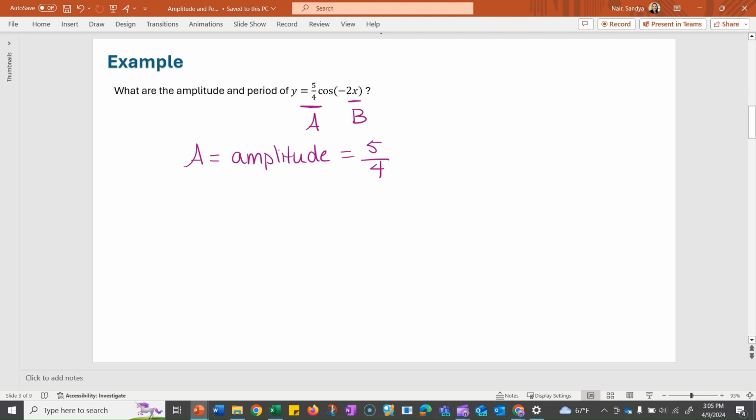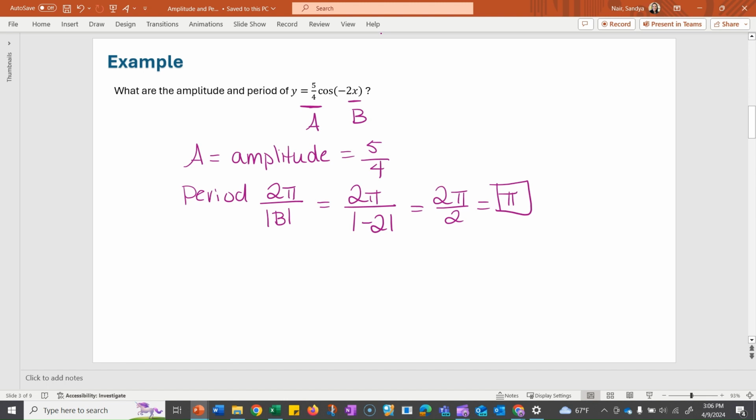Now we need to figure out the period. The period is given by that formula, 2 pi over the absolute value of b. In this case, b is negative 2, so this is going to be 2 pi over the absolute value of negative 2, which is 2 pi over 2, and that equals pi. So that's going to be the period of this function.